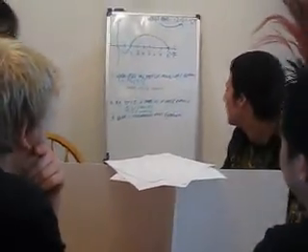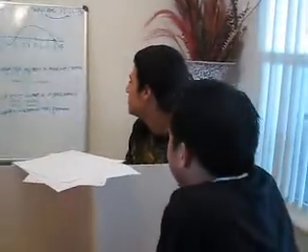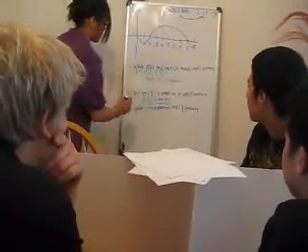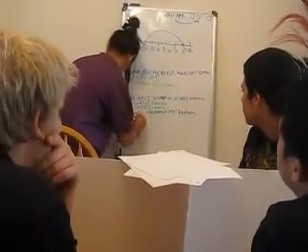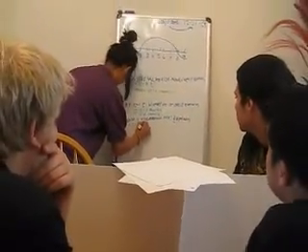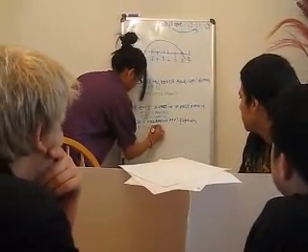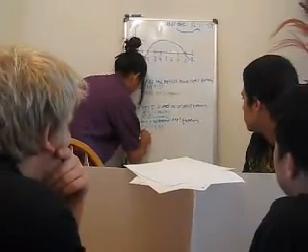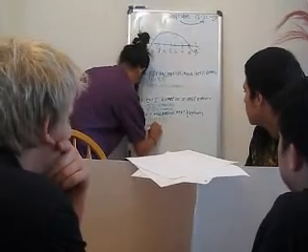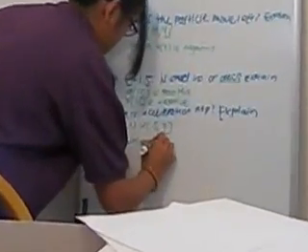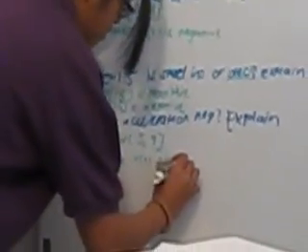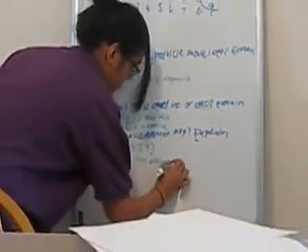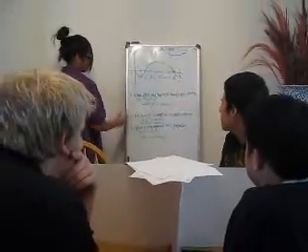Number 3. Adrian. Acceleration is negative at the intervals of 0 to 1 and from 5 to 9. And this is when velocity is decreasing. Is what? Decreasing.